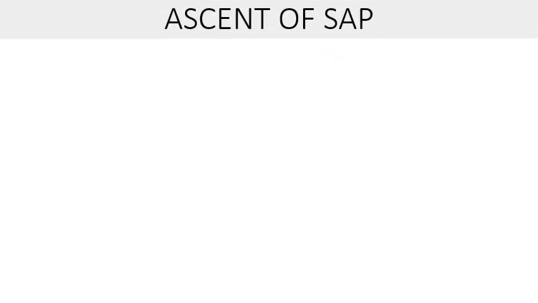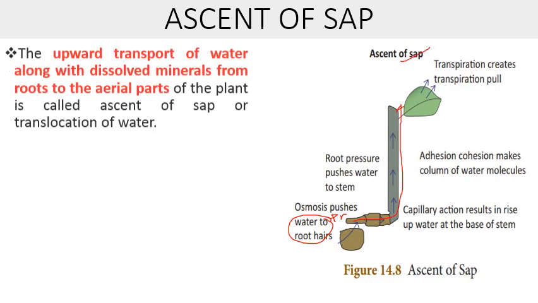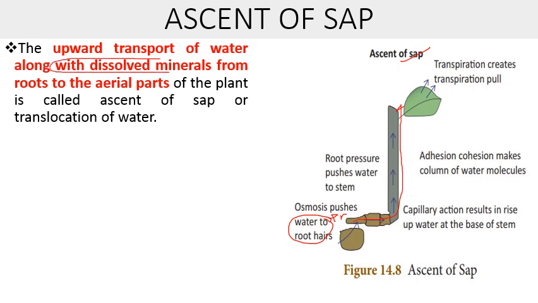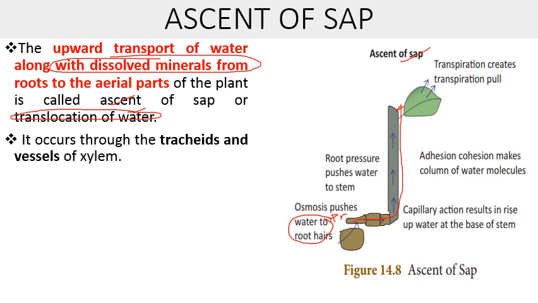So firstly, what is ascent of sap? It is simply the upward movement of sap, water plus minerals, from roots to the tip of the plant. The upward transport of water along with dissolved minerals from roots to the aerial parts of the plant is called ascent of sap, or translocation of water. These are the terms used for this phenomenon. It occurs through xylem, a complex permanent tissue, mainly the tracheids and vessels of xylem.